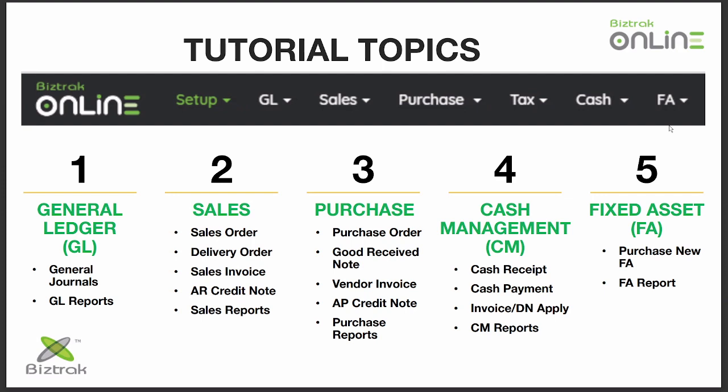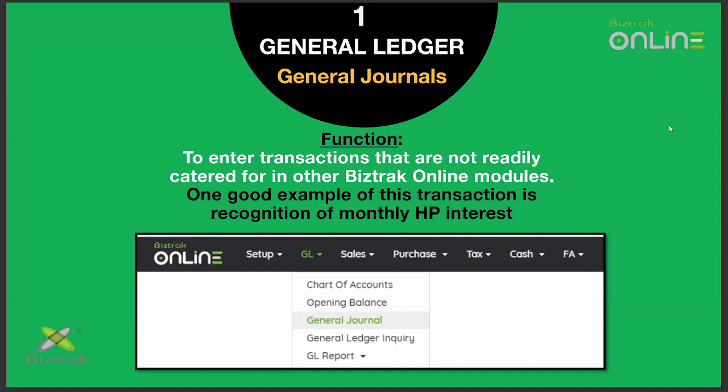Okay, without any delay, we will go to the first topic, which is the general ledger topic. Under the general ledger topic, we will have a general journal, whose function is to enter transactions that are not readily catered for by the other Biztrak Online modules. For example, if you want to capture the recognition of the hire purchase interest, then you can use the general ledger program to capture the amount.